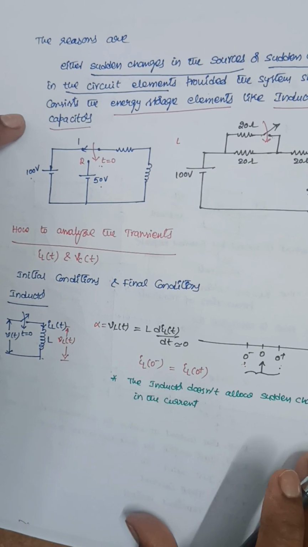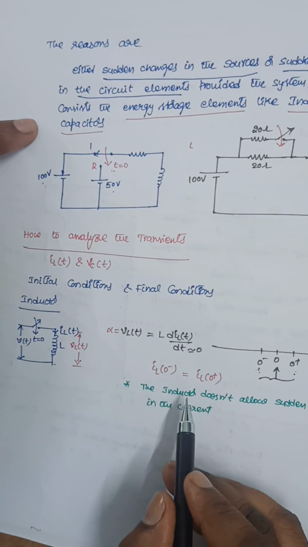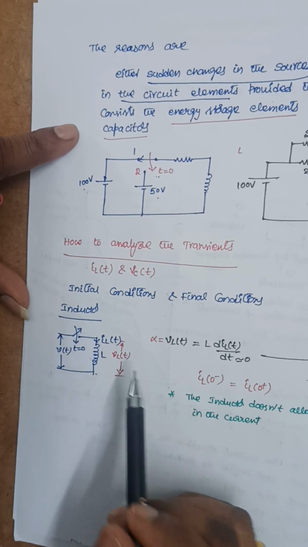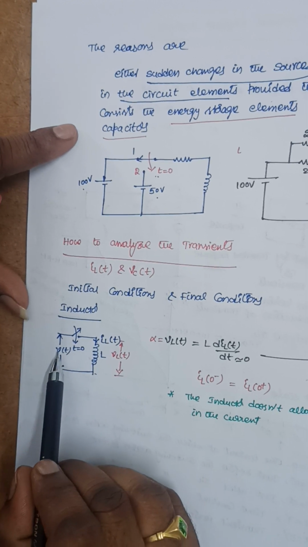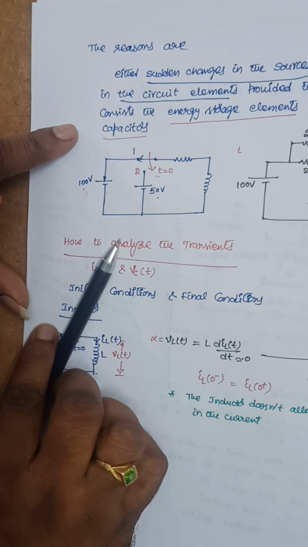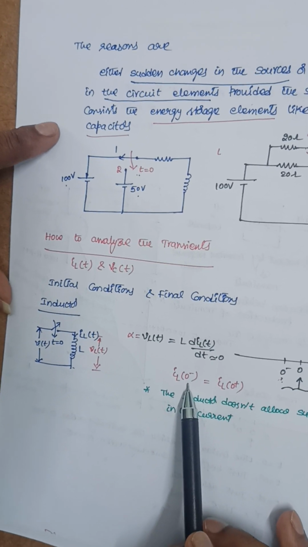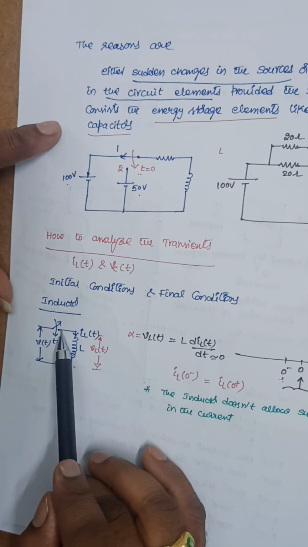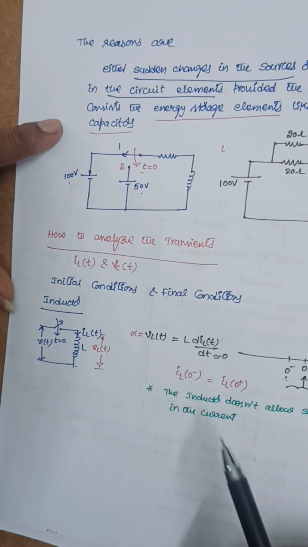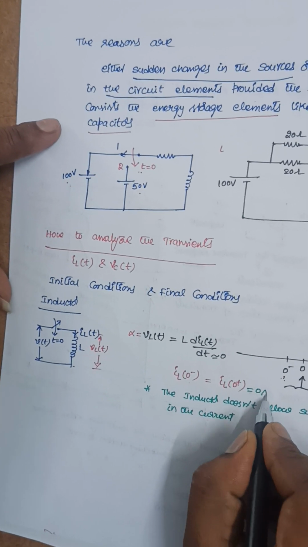Now you see, previously, before the switching action is done, this inductor is not at all connected to this voltage. The switch is in open position, so there is no current flowing through this inductor at t equal to 0 minus. At t equal to 0 minus the switch is open, so no current will flow through the inductor. So IL of 0 minus is equal to IL of 0 plus, which is equal to 0 amperes.